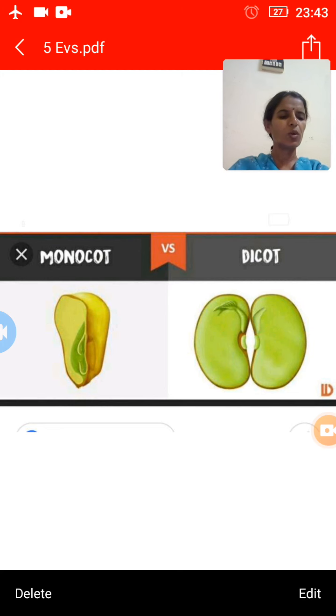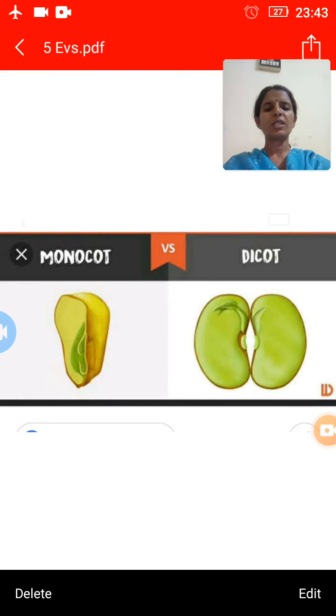Now come to the monocot seeds. The first picture shows the example of or the image of monocot seed. The monocot seed has only one cotyledon. Wheat, mustard, sesame, rice, maize, etc. are examples of monocot seed.